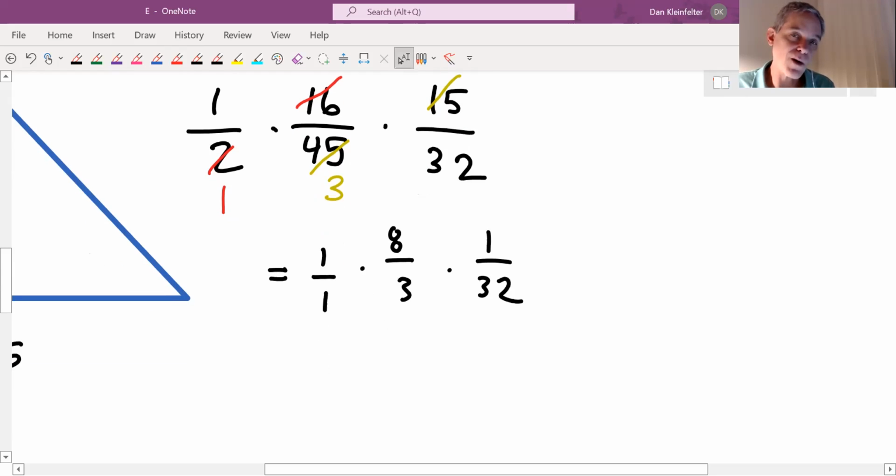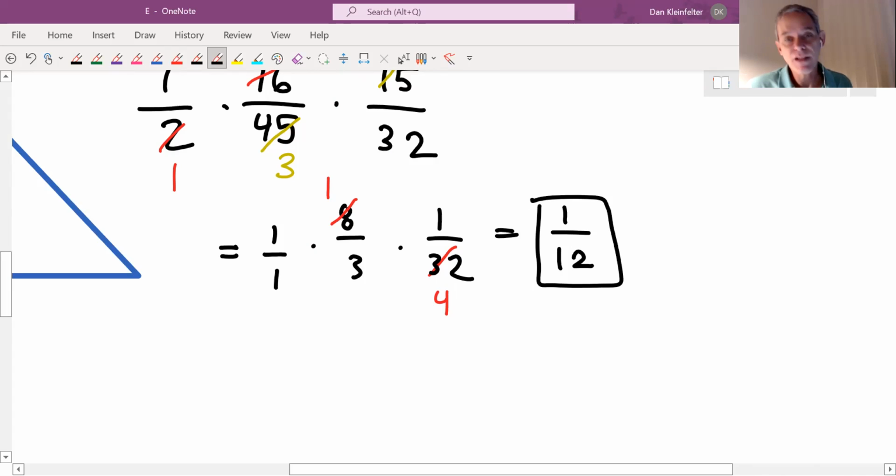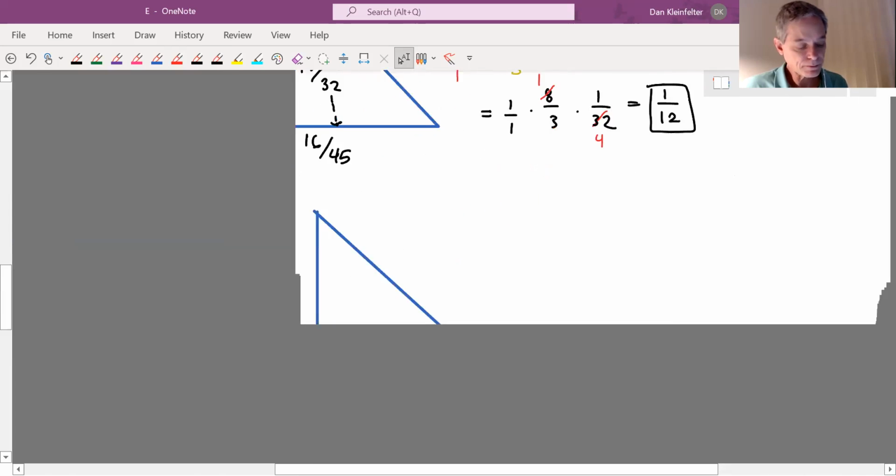Okay, so now there's a lot of 1s, which is good, but I can see that 8 and 32 have a common factor of 8, so we'll take care of that. 8 divided by 8 is 1, 32 divided by 8 is 4. Okay, so now we are okay. Multiplying across the top, we have 1 times 1 times 1, which is 1. And down below, 1 times 3 times 4, which is 12. So we'll just have 1/12 for the area of that triangle.